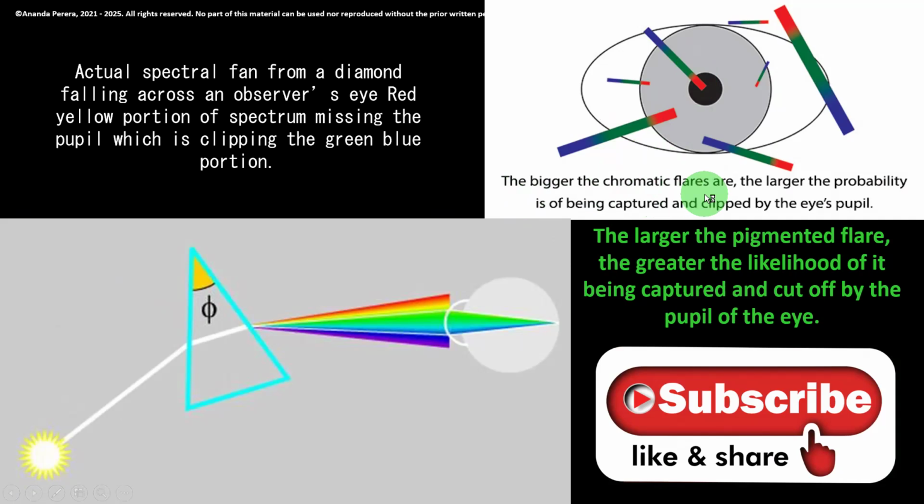The bigger the chromatic flare, the larger the probability of it being captured and clipped by the eye's pupil. So, the larger the pigmented flare, the greater the likelihood of it being captured and cut off by the pupil of the eye. It is for our safety. The eye pupil will cut off something to protect the eye from this power.